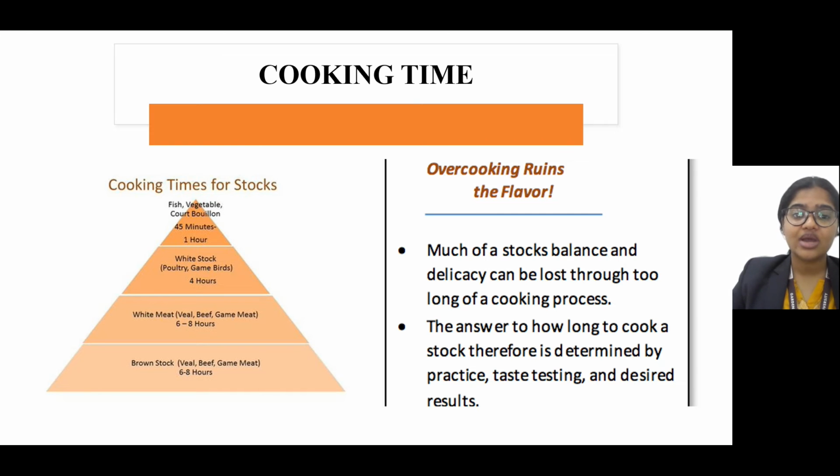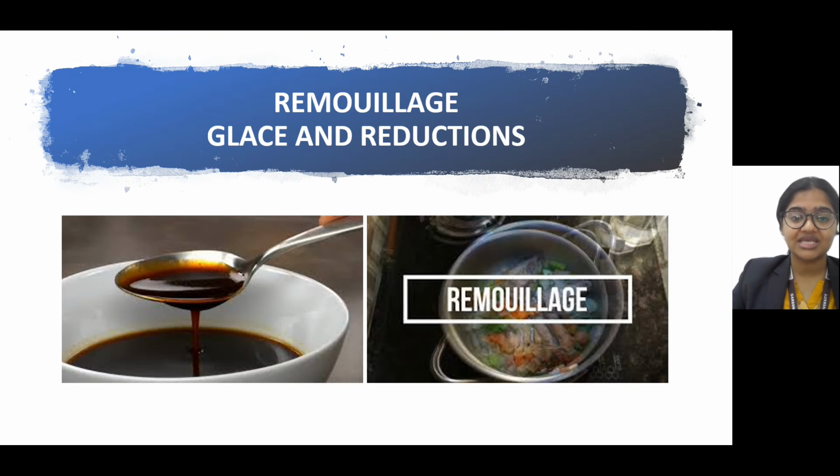The next topics are remoulage, glaze, and reduction. Remoulage is a term used once the first flavor of the stock has been boiled, and then you remove the liquid, keep the same remaining ingredients in the pot, add water again, and bring it to a boil again. Now, when the stock is reduced to a very highly concentrated liquid, it is called a glaze.